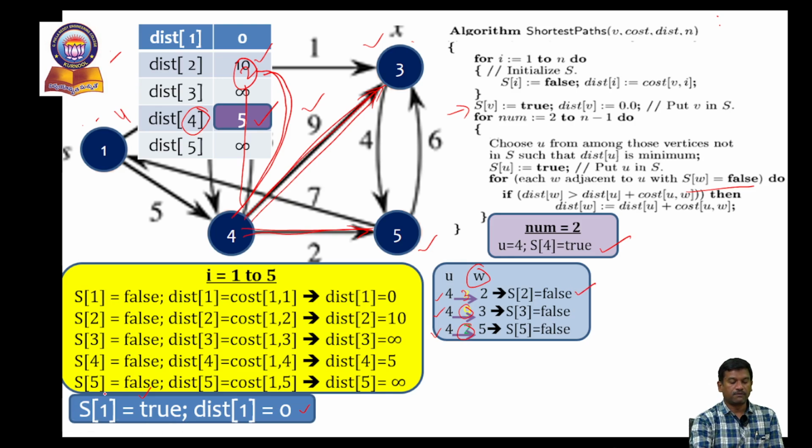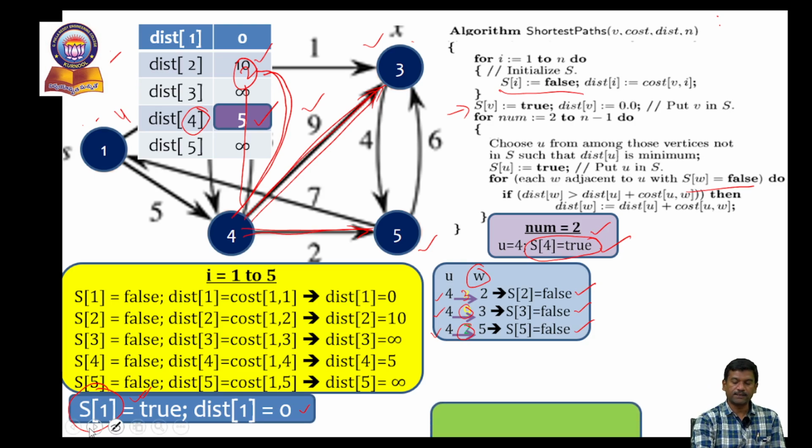So far we have considered S of 1 is equal to true and S of 4 is equal to true. Only these two vertices are being taken into consideration in the solution set. So S of 2 will be equal to false, because at the initial step we made S of 1, S of 2, S of 3, S of 4, and S of 5 all equal to false. Then we updated S of 1 and S of 4 to be equal to true, whereas the remaining S of 2, 3, 5 will be equal to false. So S of 2 equal to false is a true condition, S of 3 equal to false is a true condition, and S of 5 equal to false is a true condition.